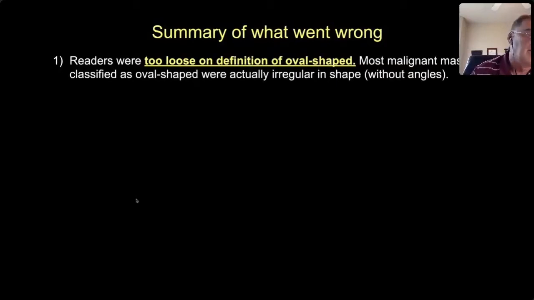So the top 3 causes of false negatives were, first, the readers were too loose on the definition of oval shaped. I looked at what the readers were calling oval shaped and I said, how in the world can you call that oval? That is irregular as all get out. And so oval shape should be oval shaped, not approximately, not sorta. It has to really be oval shaped.